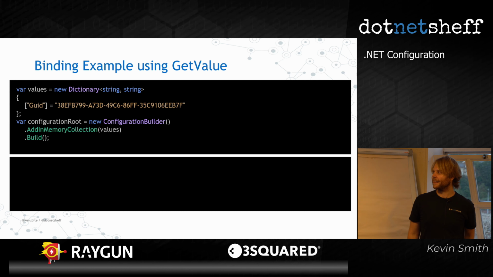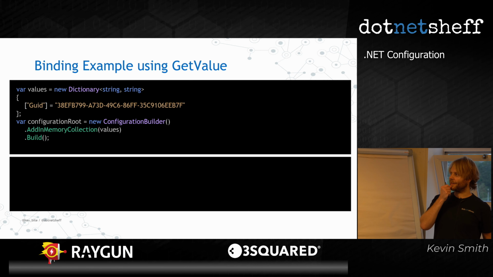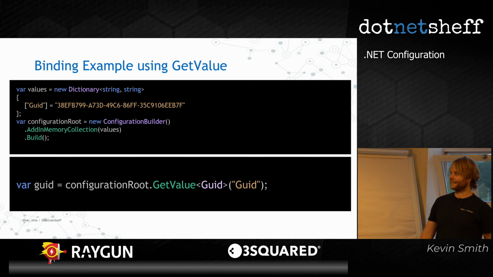So there's a bunch of ways to use the binding stuff, and these are the simplest terms. So we've got our in-memory collection again there, and we've got a GUID which we set to it, which is just a string. And all we can do is just say get me a value, and you pass it the type you want to get and the key, and it'll give you a GUID back.